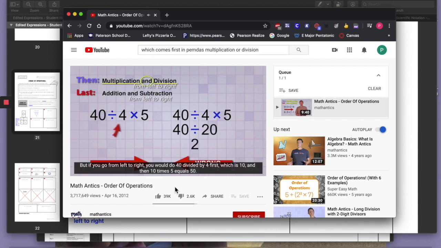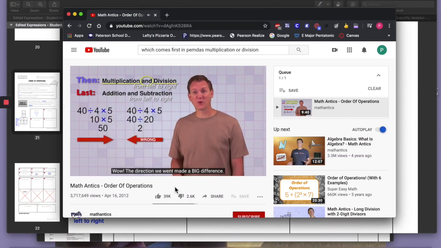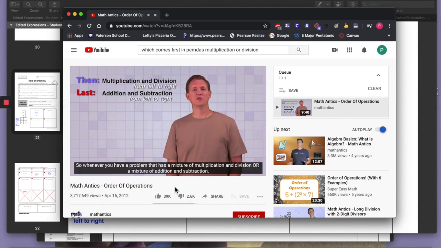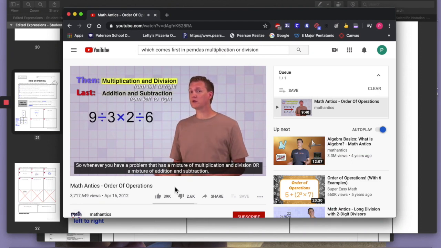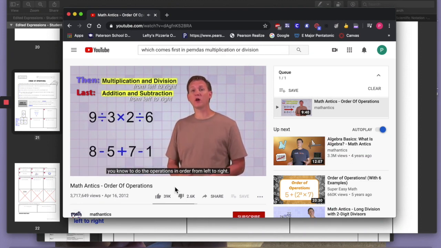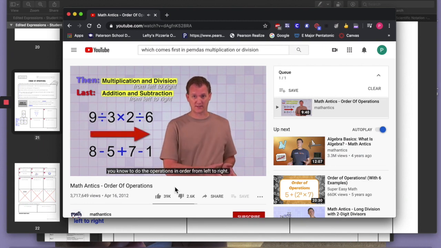But if you go from left to right, you would do 40 divided by 4 first, which is 10. And then 10 times 5 equals 50. Wow! The direction we went made a big difference. So whenever you have a problem that has a mixture of multiplication and division, or a mixture of addition and subtraction, you know to do the operations in order from left to right.